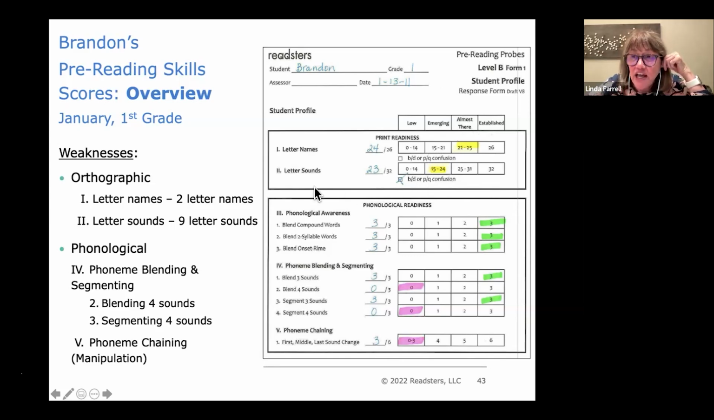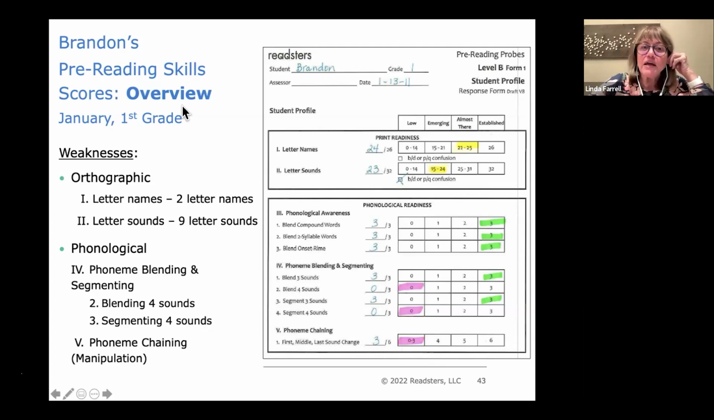Then we looked at his phonological awareness. He could blend compound words, he could blend 2-syllable words, he could blend onset-rime, and he could blend 3 sounds, but he couldn't blend 4 sounds. He could segment 3 sounds, but he couldn't segment 4 sounds. And he could not recognize which sound is different when we gave him 2 words. We call that phoneme chaining.